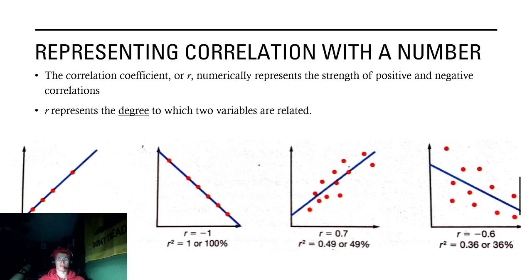Sometimes, if we're dealing with correlation, we like to represent it with a number. It just gives us an idea of what we're working with. That number is called the correlation coefficient. The variable we assign to the correlation coefficient is R. So the correlation coefficient, or R, this is in your notes, numerically represents the strength of positive and negative correlations. Another way to put it is that it represents the degree to which two variables are related.